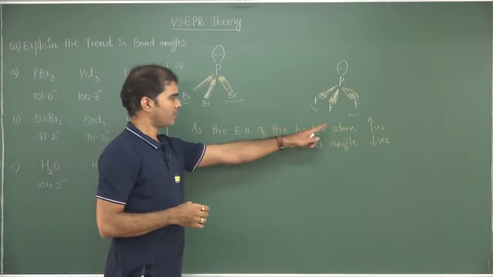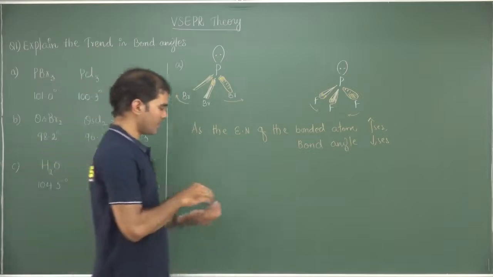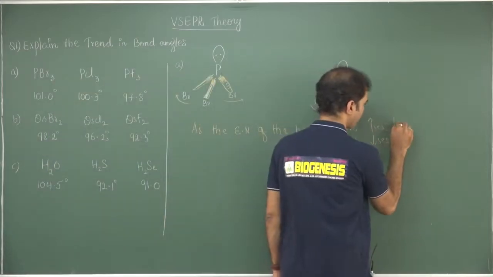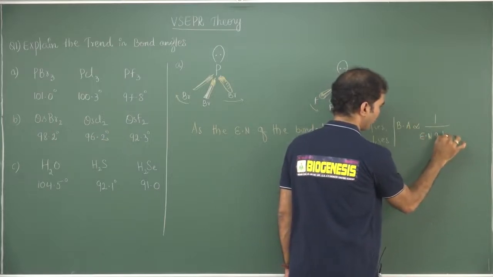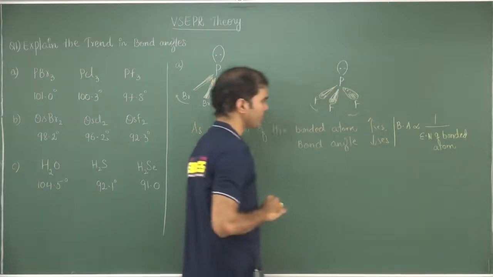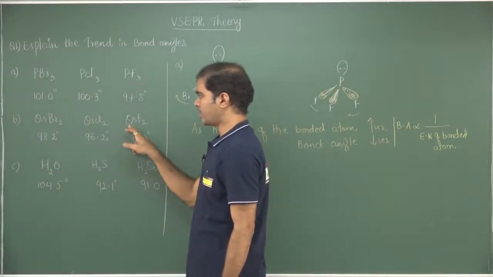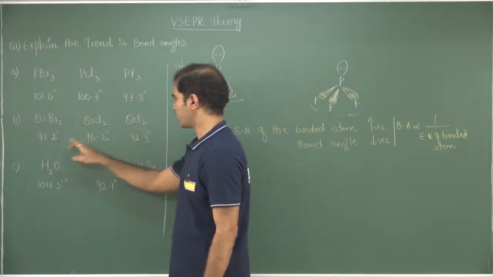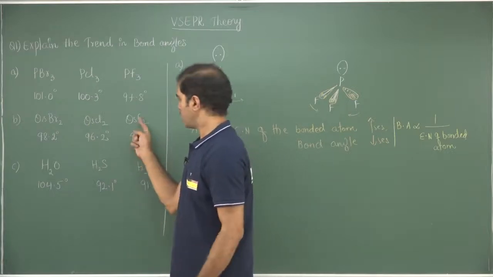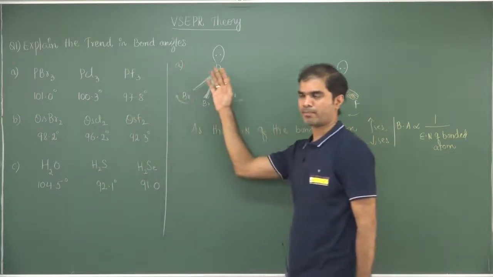The reverse is also true. If the electronegativity of the bonded atom decreases, bond angle increases. So it is inversely related. Bond angle is inversely related to the electronegativity of the bonded atom. That is the conclusion. When I go towards B, it is the same, osmium halide: the central atom is unchanged, but the surrounding atoms are changing. As the electronegativity is increasing, bond angle is decreasing, or the other way, as electronegativity is decreasing, bond angle is increasing, therefore they are inversely related.